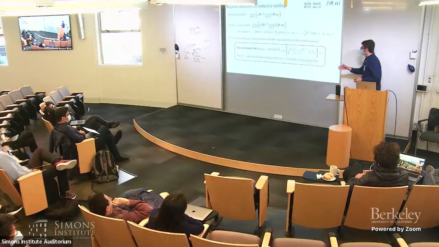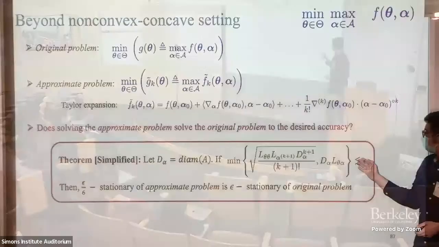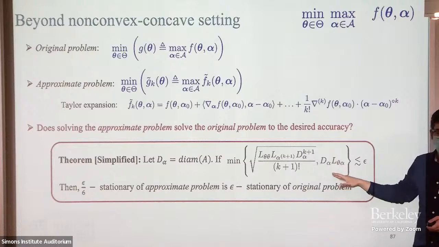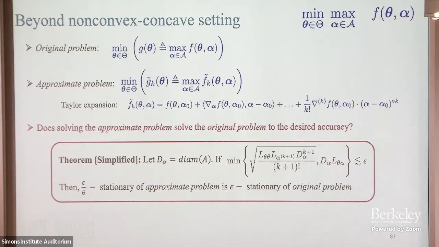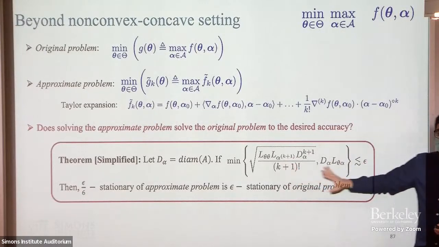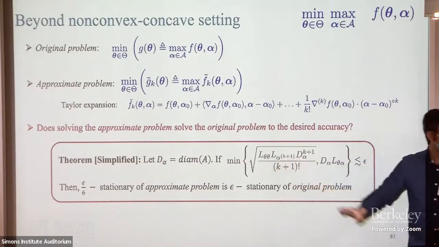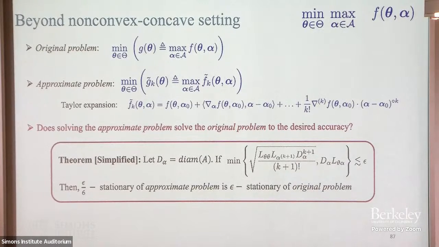This value could be small if your d alpha is small, or L theta alpha is small. So this is one way of looking at it: in some corner cases you can solve it, or you can think of it as you can solve the problem up to this accuracy, not beyond, with this approach at least.